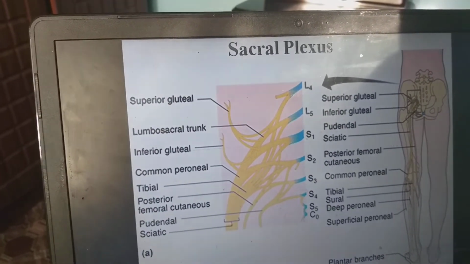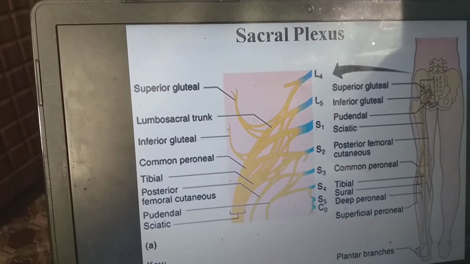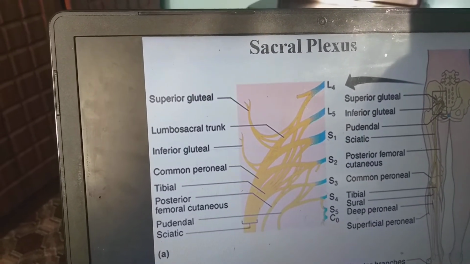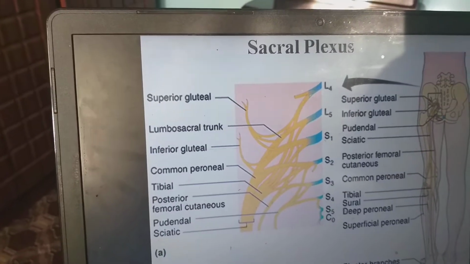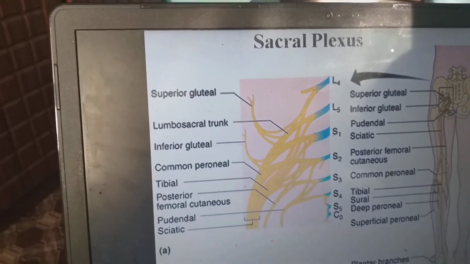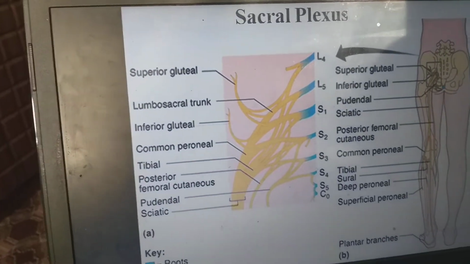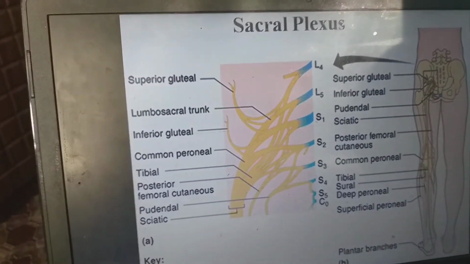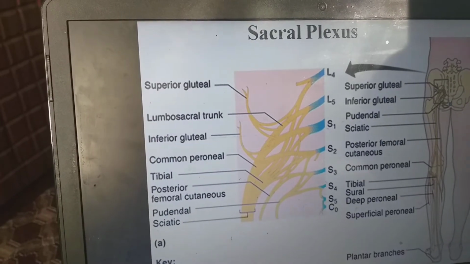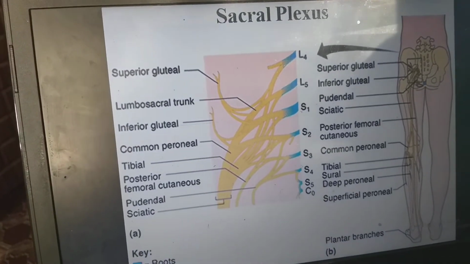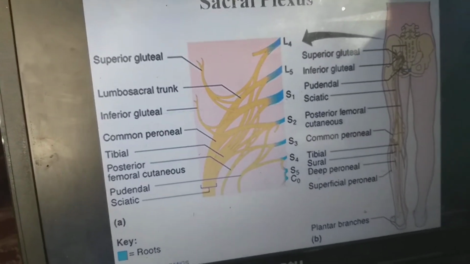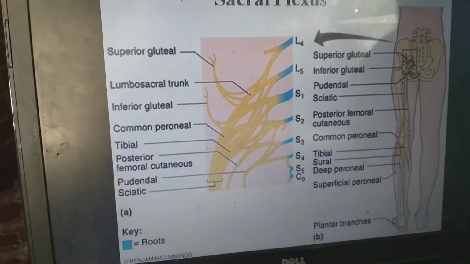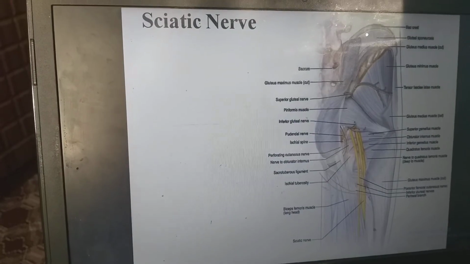And it is the most common nerve in the lower limb because it supplies almost everything except the anterior part of the thigh and the medial part of the thigh. It supplies all parts of the lower limb, like the posterior part of the thigh and from the knee down, whether lateral, anterior, or posterior of the leg, or all the foot again. So it is the most important nerve in the lower limb.